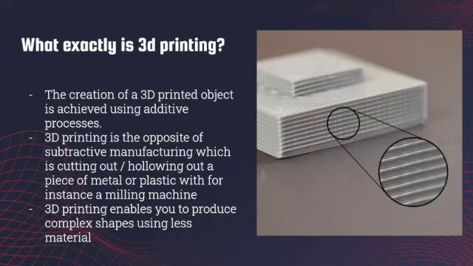Although 3D printers use a variety of materials, such as plastic or metal, they all are similar in that they can turn digital files containing your 3D model, which is like a drawing or painting, but in 3D, into physical objects, using CAD or a 3D scanner. 3D printing enables you to produce complex shapes using less material than regular manufacturing methods.